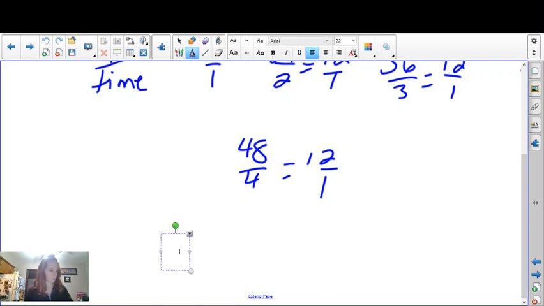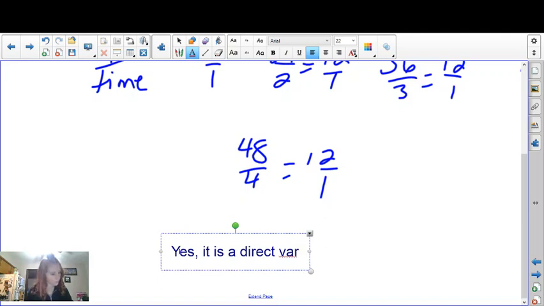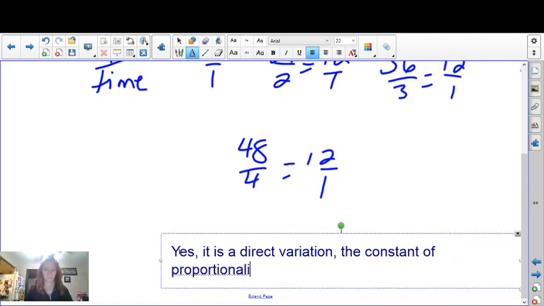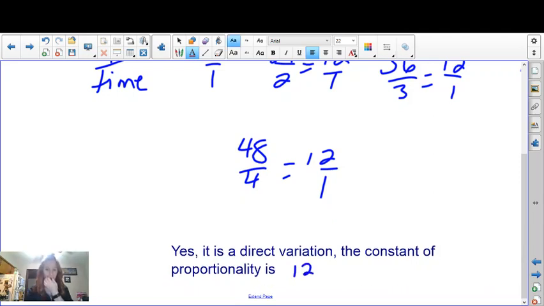So yes, it is a direct variation. The constant of proportionality is 12 over 1, or 12 divided by 1. Same thing. I'm actually going to write 12 over 1.